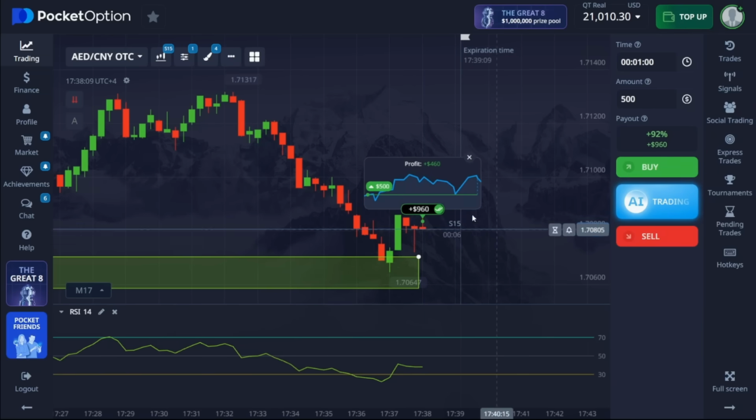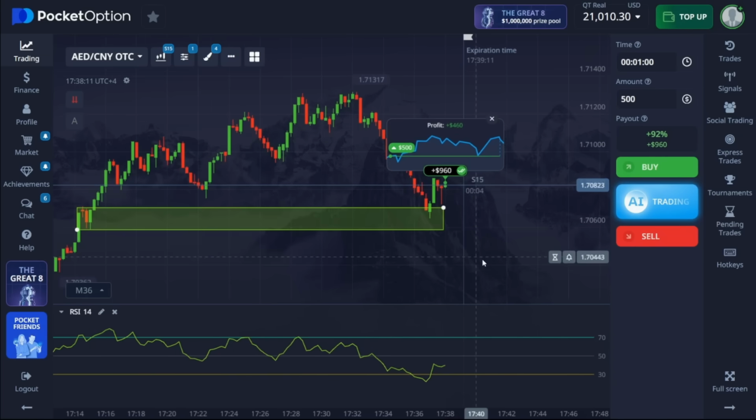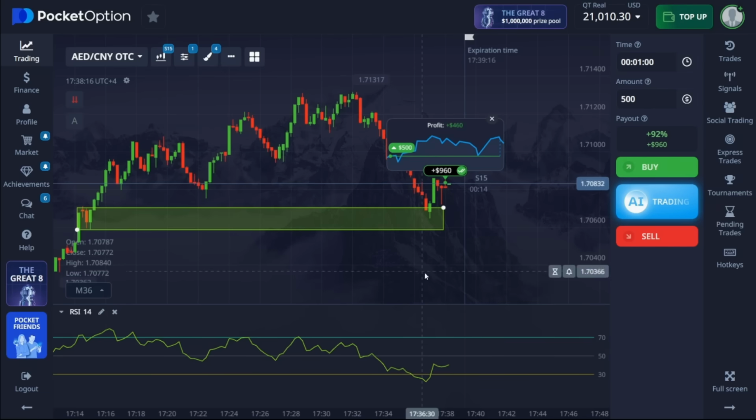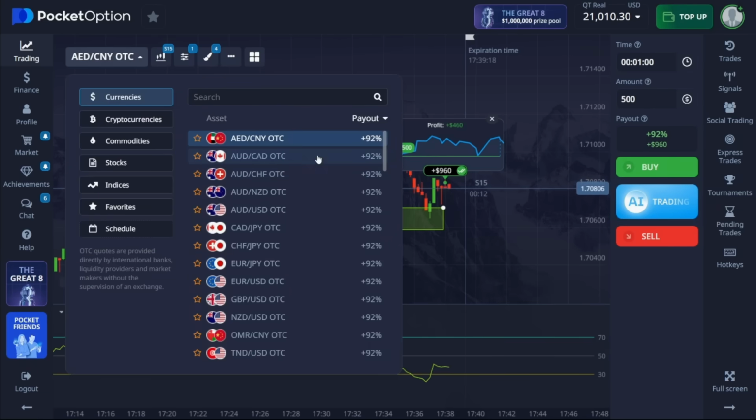$460 profit. That trade closed in the money. RSI did its job again. Let's find one more example.